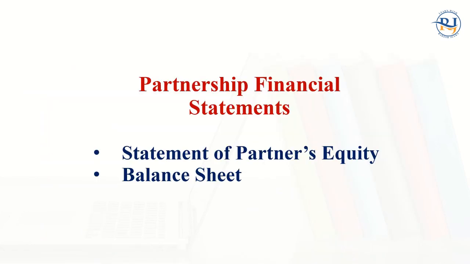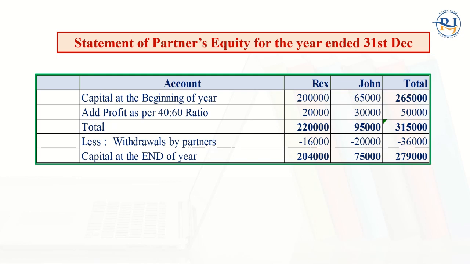Now the next is partnership financial statements: statement of partners equity and balance sheet. What is that? Look at this. So this is the partners equity for the year ended on 31st of December. Capital at the beginning was $200,000 and 65,000 respectively for Rex and John. And for example, add profit, for example 40% and 60%. So 40% and 60% profit on the basis of a $50,000 profit.